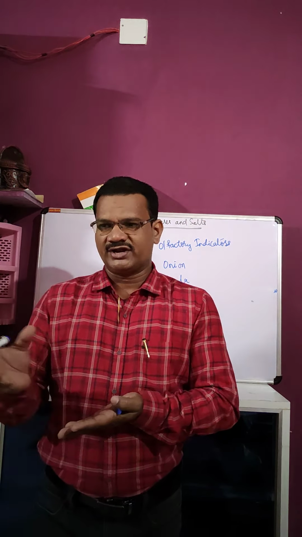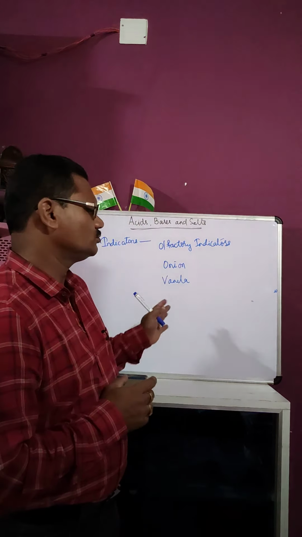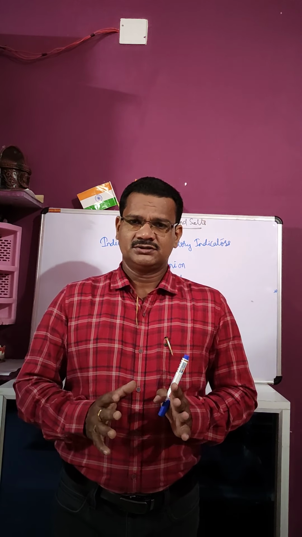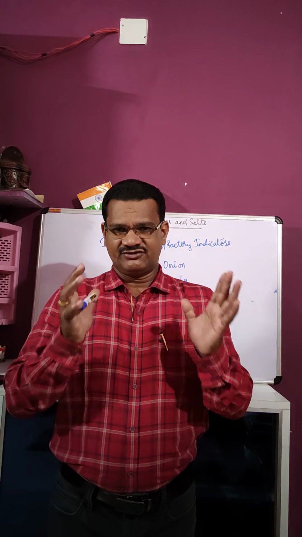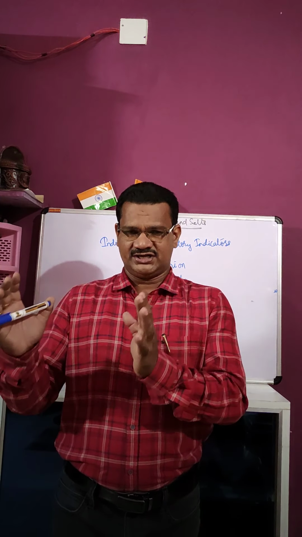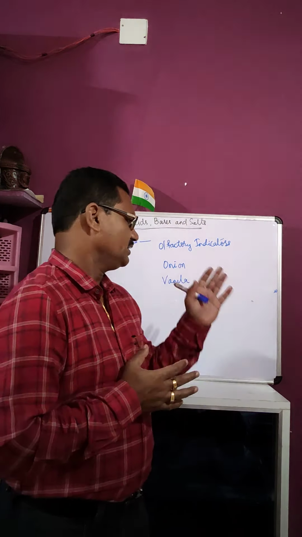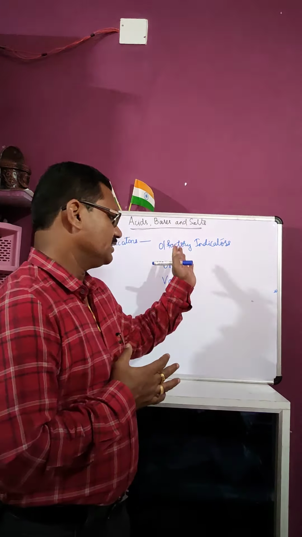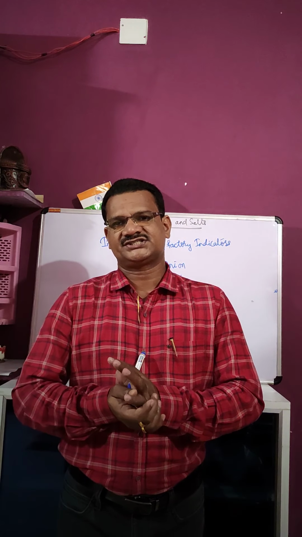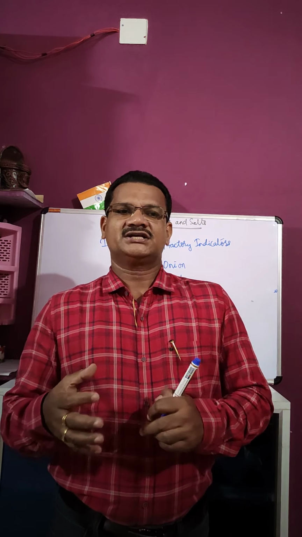Clove also works like that. So today we discussed acids, the definition of acids and the definition of bases. Then indicators. How can we identify whether a given sample is an acid or a base? In the next class, we will discuss the properties of acids and bases. That's all for today.